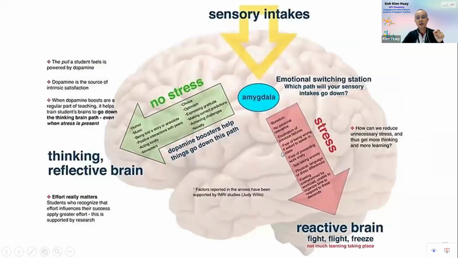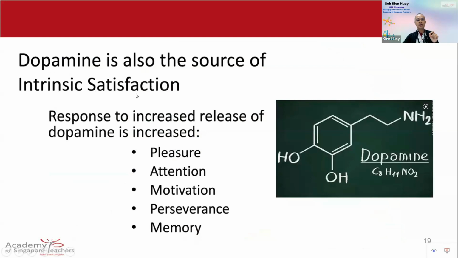But how can we release that dopamine? So this part I've gone through. Dopamine is also the source of intrinsic motivation. And when dopamine increases, these factors will also increase accordingly. Pleasure will increase, the attention of our students will increase, they'll be motivated, they will persevere, and it actually promotes learning in the long-term memory. So dopamine is not all bad. It has its place in our students' learning and in your learning as well.